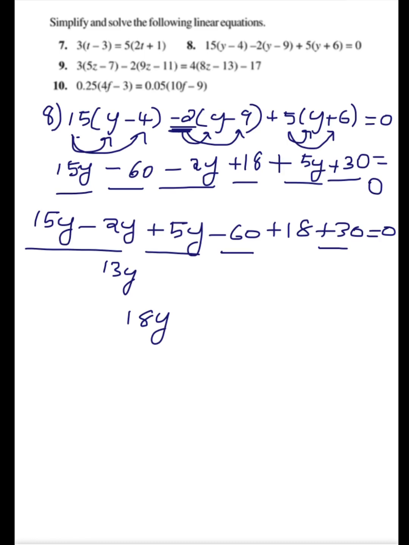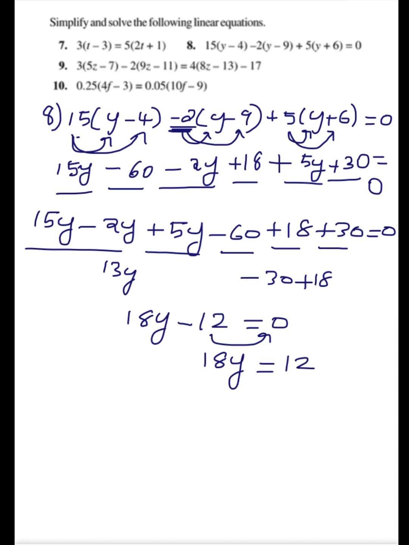Now for easily doing this, what is minus 60 plus 30? Minus 60 plus 30, it's minus 30. Okay. Now what is minus 30 plus 18? What is minus 30 plus 18? Minus 12. Okay. Minus 30 plus 18 is minus 12. So 18y minus 12 equals 0. Okay. Or you can write, you can take this minus 12 to other side, then it will become plus 12. So 18y is equal to 12.